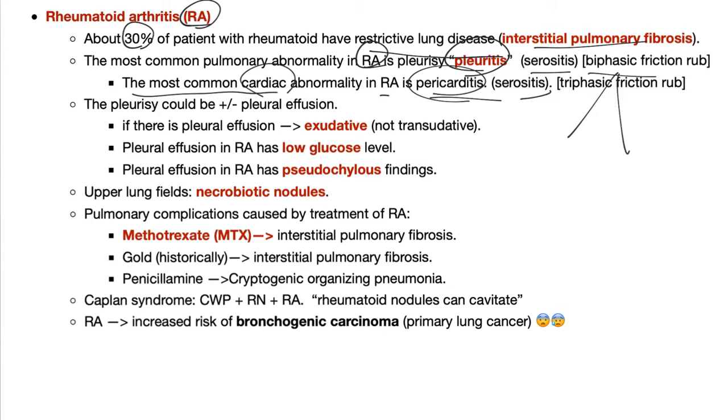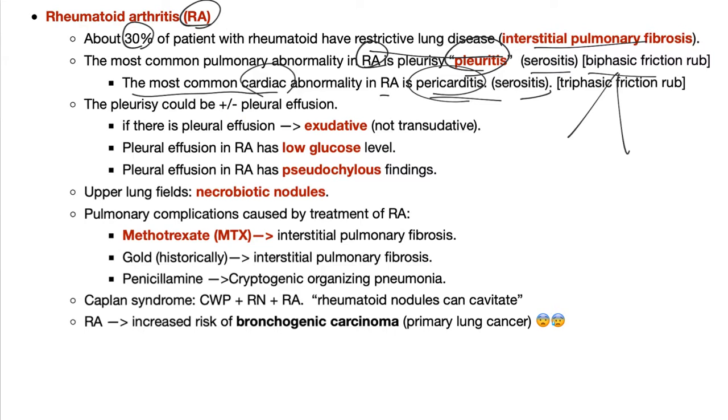Triphasic friction rub. Let's say that you're hearing a friction rub, you're not sure if it's biphasic or triphasic, you're not sure if it's pleuritis or pericarditis. Ask the patient to breathe in and hold his or her breath. If the friction rub disappeared, it was pleuritis, because the heart is still pumping, by the way. If it did not disappear, this is pericarditis.